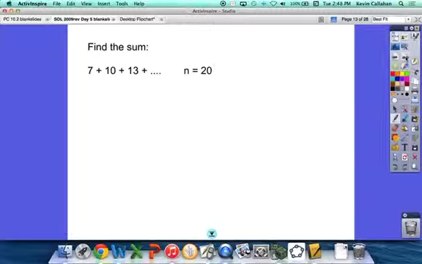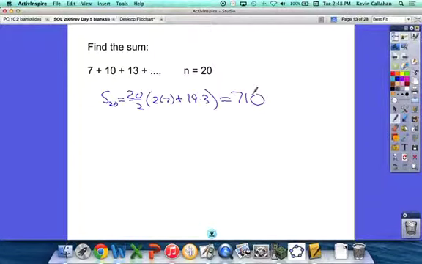Right. So you would have used this one. S20 equals 20 over 2 times 2 times 7 plus, and I'm just going to do the n minus 1, 19 times 3. 710. Done.